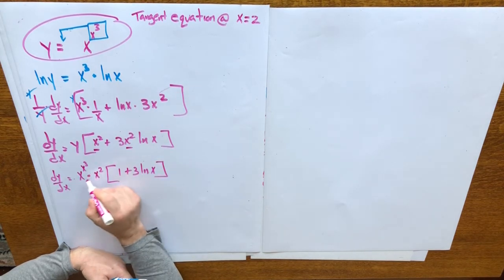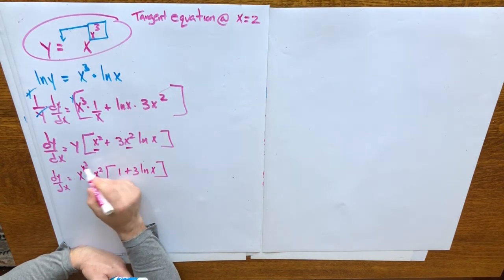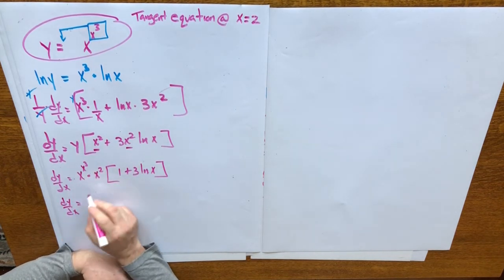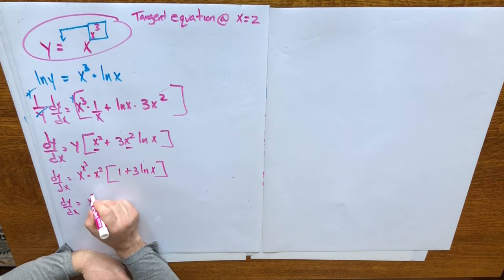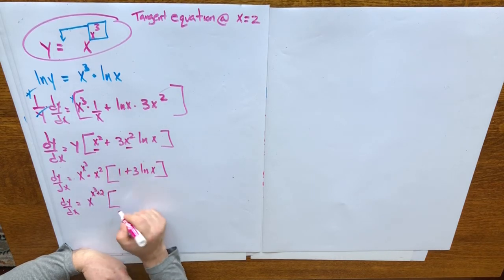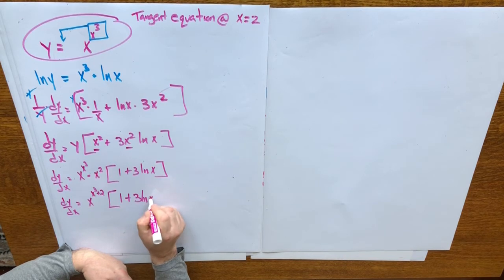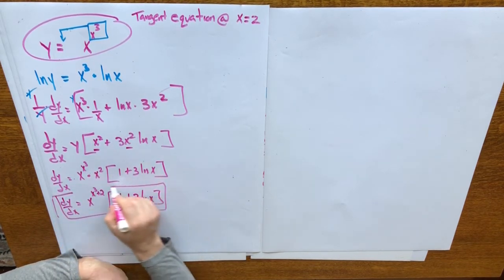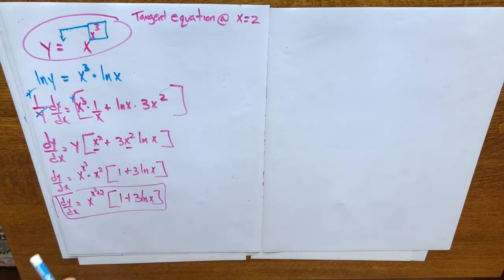Well, these have a common base of x. We can add their exponents. Dy over dx equals x to the exponent x cubed plus 2. Multiplication of like bases, we add the exponents. All multiplied by 1 plus 3 ln x. So box that up. That's your simplified derivative. Now let's see what else the question asks.